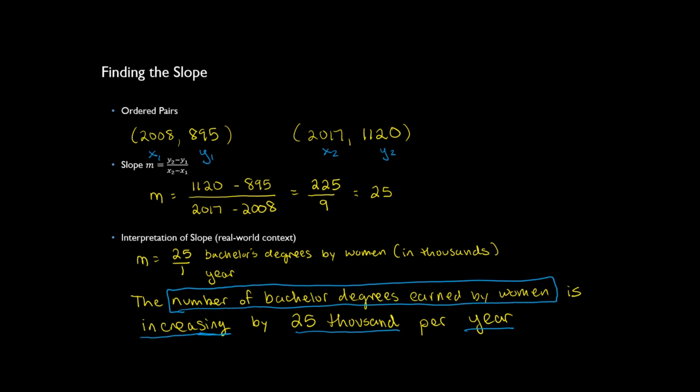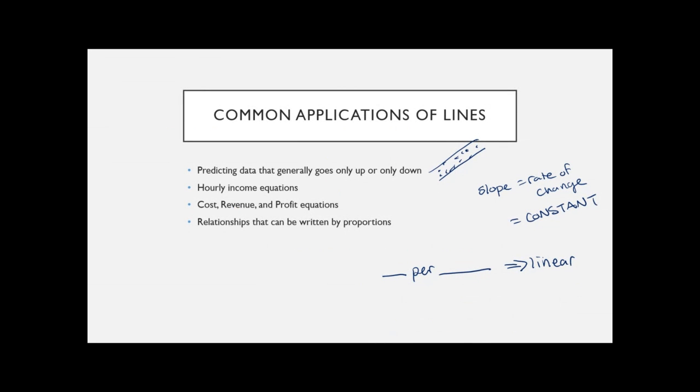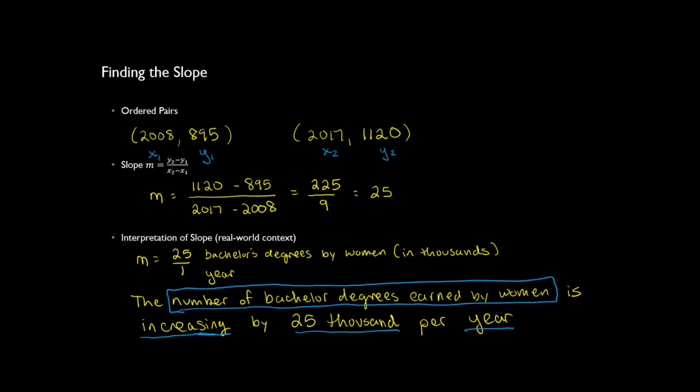So notice that I have something per something. If I go back to the common applications of lines, I said something per something is generally linear. So we're estimating that the number is increasing by 25,000 per year, basically. So slope gives you useful information. It's giving you a number that you can use to predict. You can see how much it's changing. Is it positive? Is it negative? This is really important for stocks, honestly. Although stocks go up and down so much, it's really hard to do linear with them.